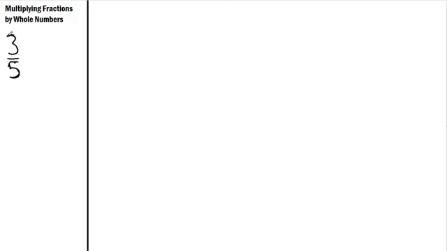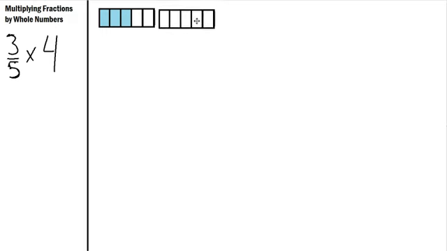3/5 times 4. So 3/5 times 4. Well, we're doing 3/5 4 times. So let me think about this as a visual model. I'm going to draw out fifths, and 3/5 looks like this. Well, I'm doing that times 4, so I need 4 groups that look just like this.